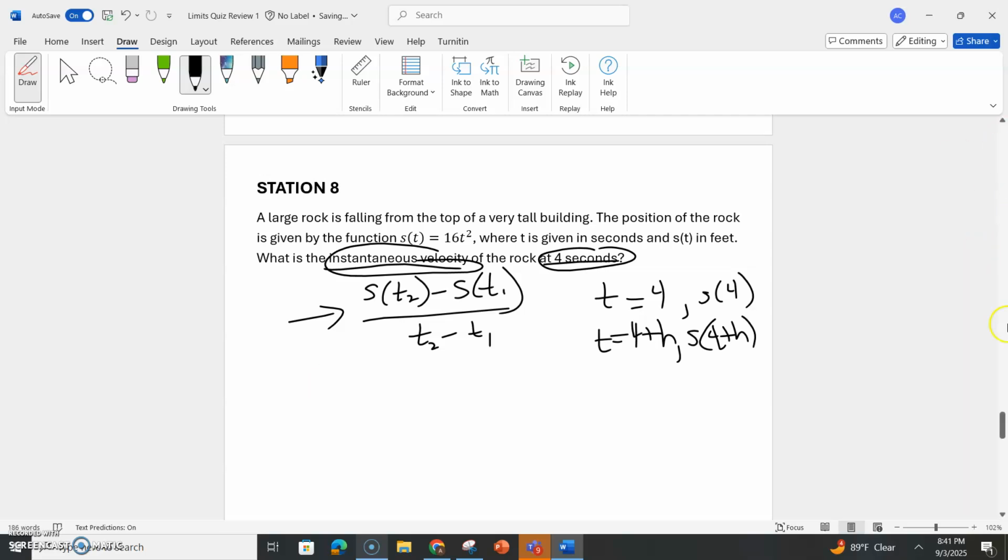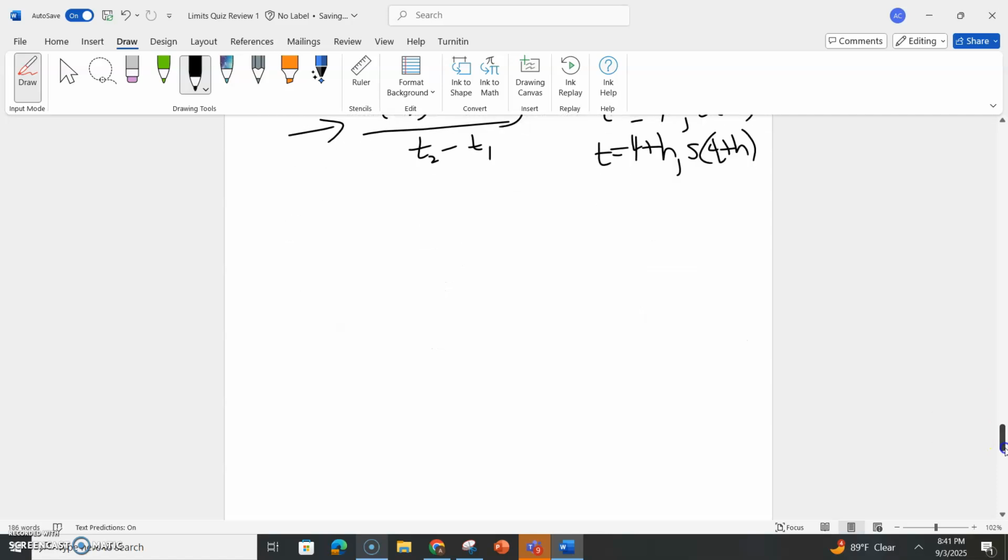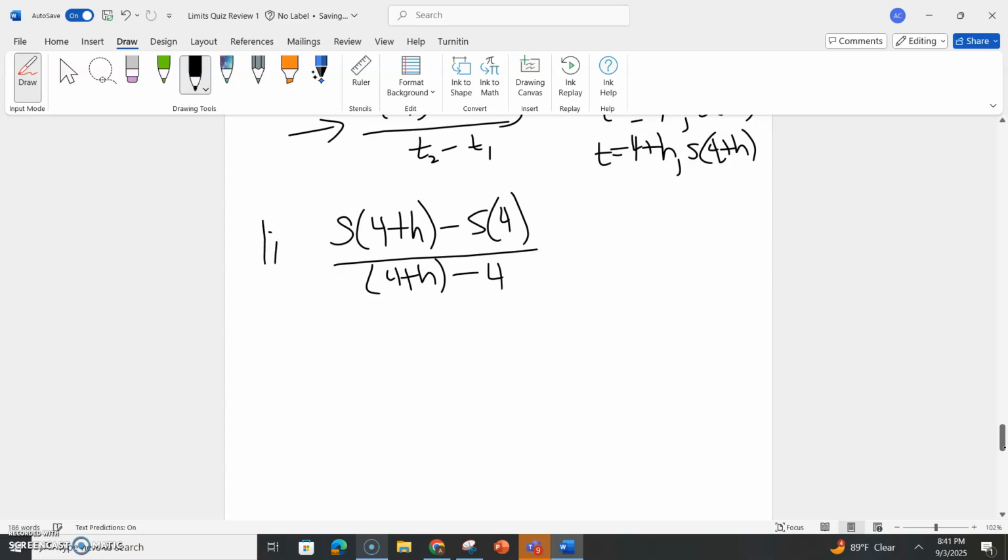Now, in order to get our average velocity, we will write s(4 + h) minus s(4) over change in time, so that is 4 plus h minus 4. Now, in order to get the instantaneous velocity, we will take that h, that space between those intervals, and we will have it become close to 0.